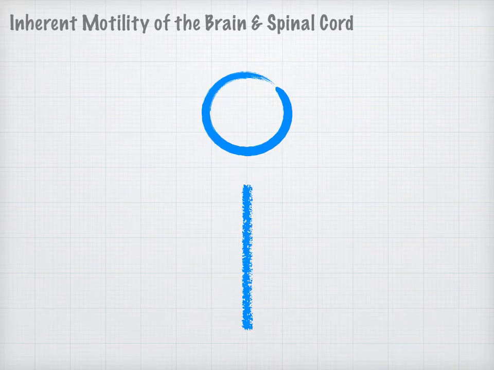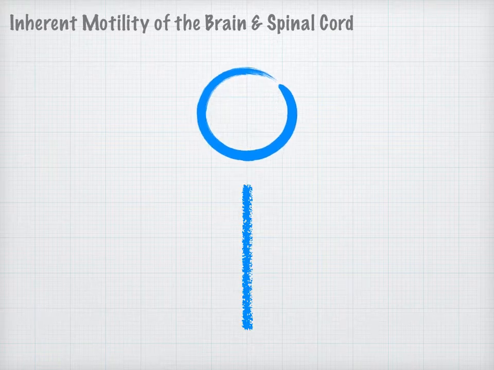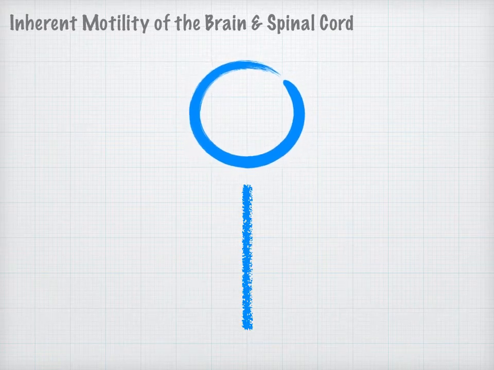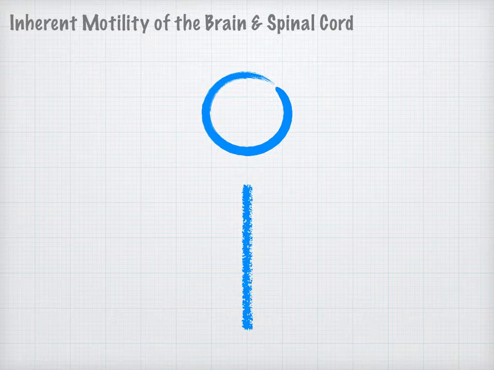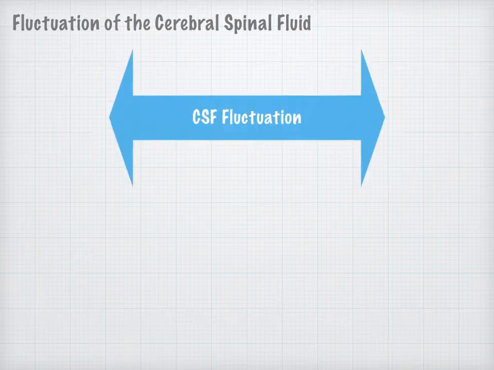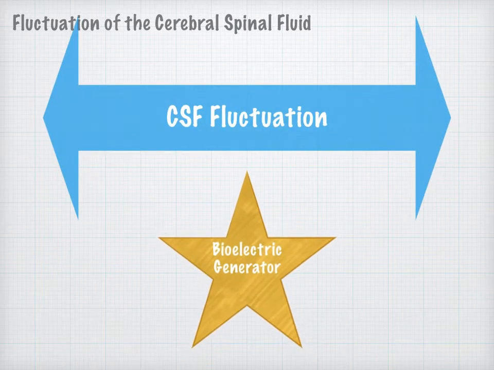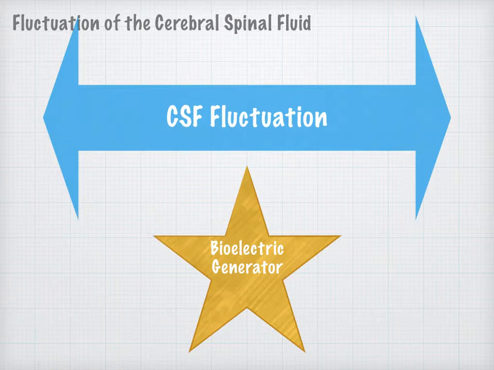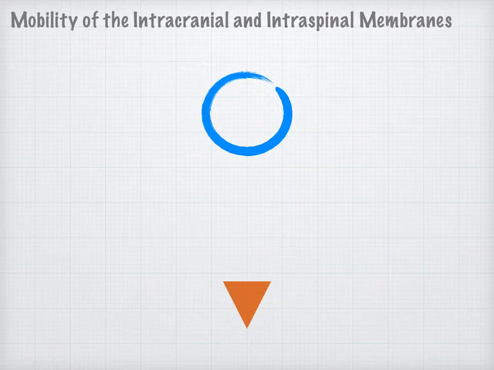The first is the inherent motility of the brain and spinal cord. The inherent motion of the central nervous system is subtle, slow, pulse wave-like movement and is biphasic, specifically named flexion and extension. The second is fluctuation of the cerebral spinal fluid. The combined activity of the central nervous system and cerebral spinal fluid functions both as a pump and as a bioelectric generator.